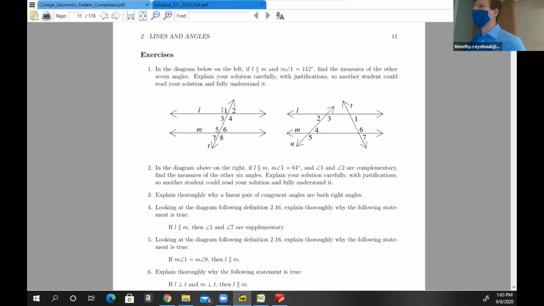But the main thing is, you don't just find 1 through 4 and then say what 5 through 8 are. You clarify that they're corresponding angles. And I don't think that there was any issue with that. Just making sure that we're being as clear as possible.